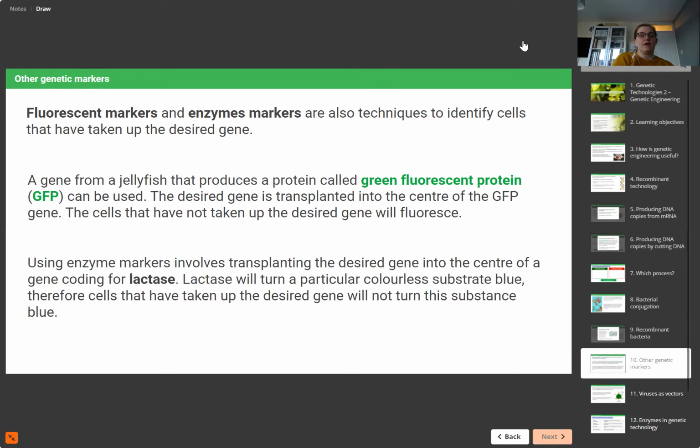We can also use enzyme markers, and these involve transplanting the desired gene into the center of a gene coding for lactase. Lactase will turn a particular colorless substrate blue. Therefore, the cells that have taken up the desired gene will not turn this substrate blue.